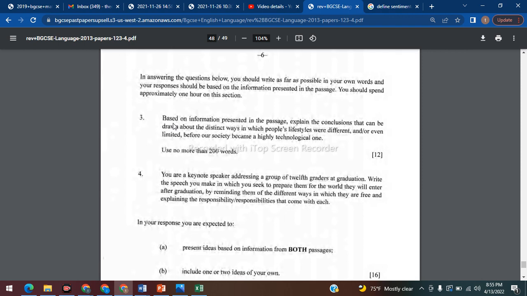Based on information presented in the passage, explain the conclusions that could be drawn about the distinct ways in which people's lifestyles are different. All right, so do it for me, please.